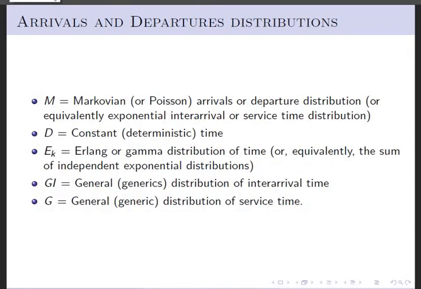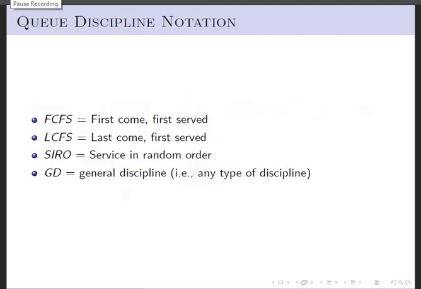The arrival and departure distribution can be denoted as M if it is Markovian, D if it is constant, Ek if it is gamma distribution, Gi or G if it is a general distribution. Queue discipline is denoted by FCFS, first come first served, LCFS, last come first served, SIRO, service in random order, and GD, which is known as general discipline.